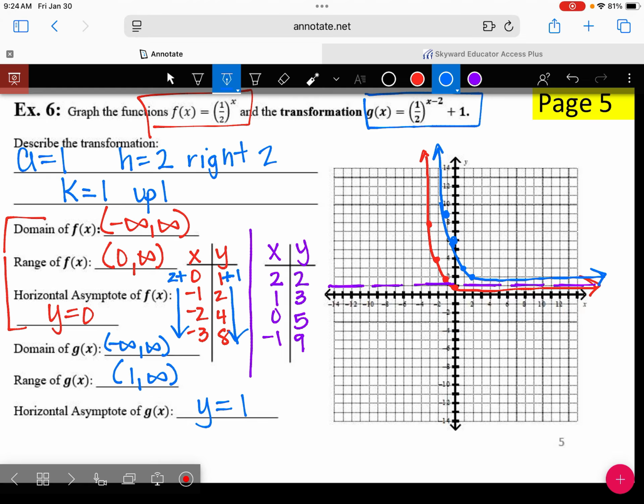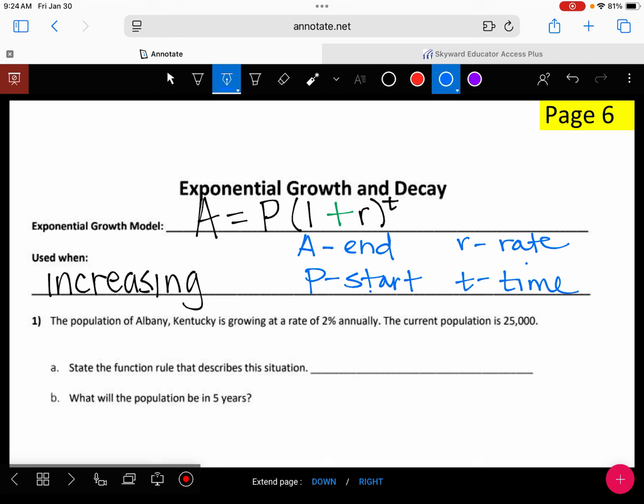Okay, so now we're going to get to the word problems. We're going to skip that next graph. You can go ahead and cross that out. And we're going to talk about exponential growth. The formula for exponential growth. All right, so take a moment, copy down this formula.